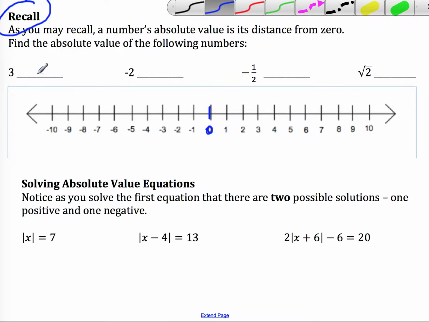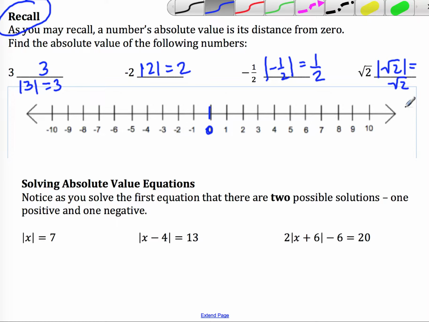So how many units is 3 away from zero? 3, just 3. A lot of times you'll see this as bars. So the absolute value of 3 equals 3. How many units away from 0 is negative 2? 2. So the absolute value of negative 2 is 2. How many units is negative 1/2? The absolute value of negative 1/2 is 1/2. And root 2, still just the absolute value of root 2, which is root 2.